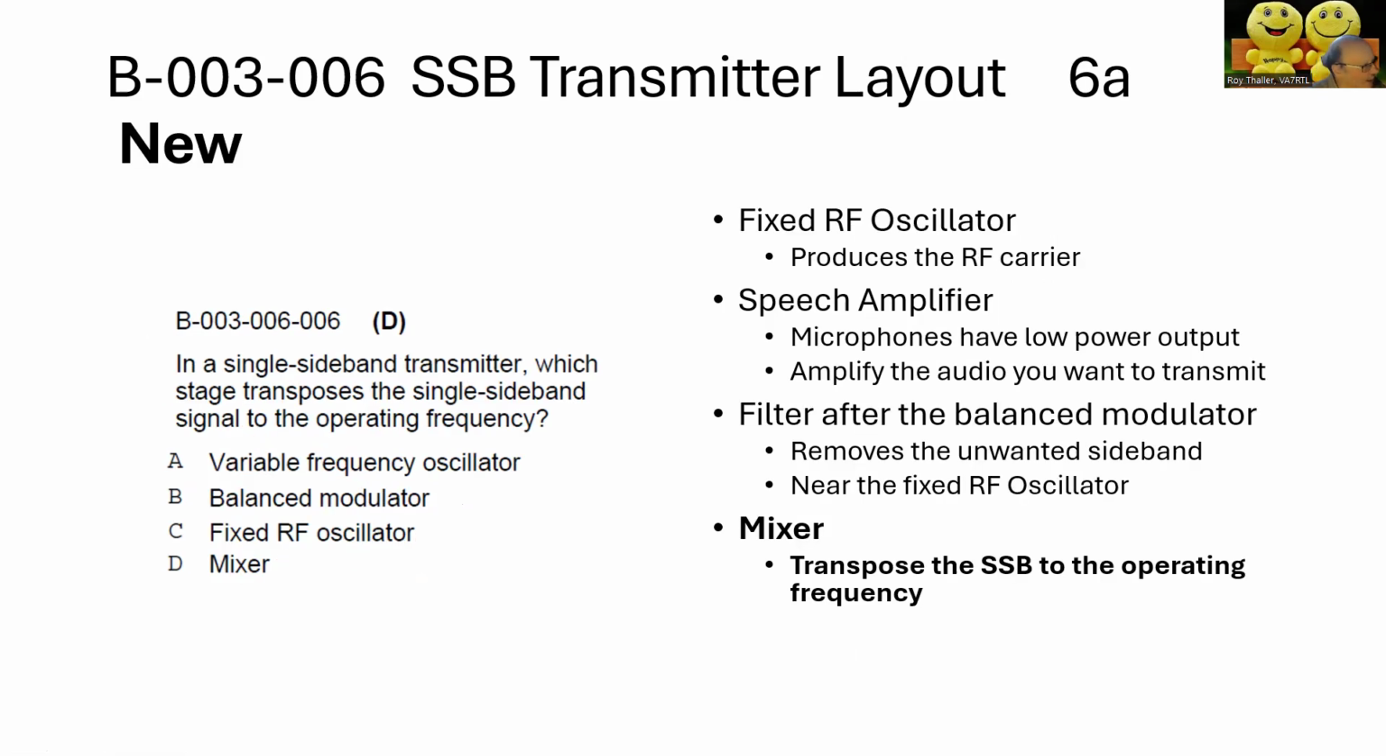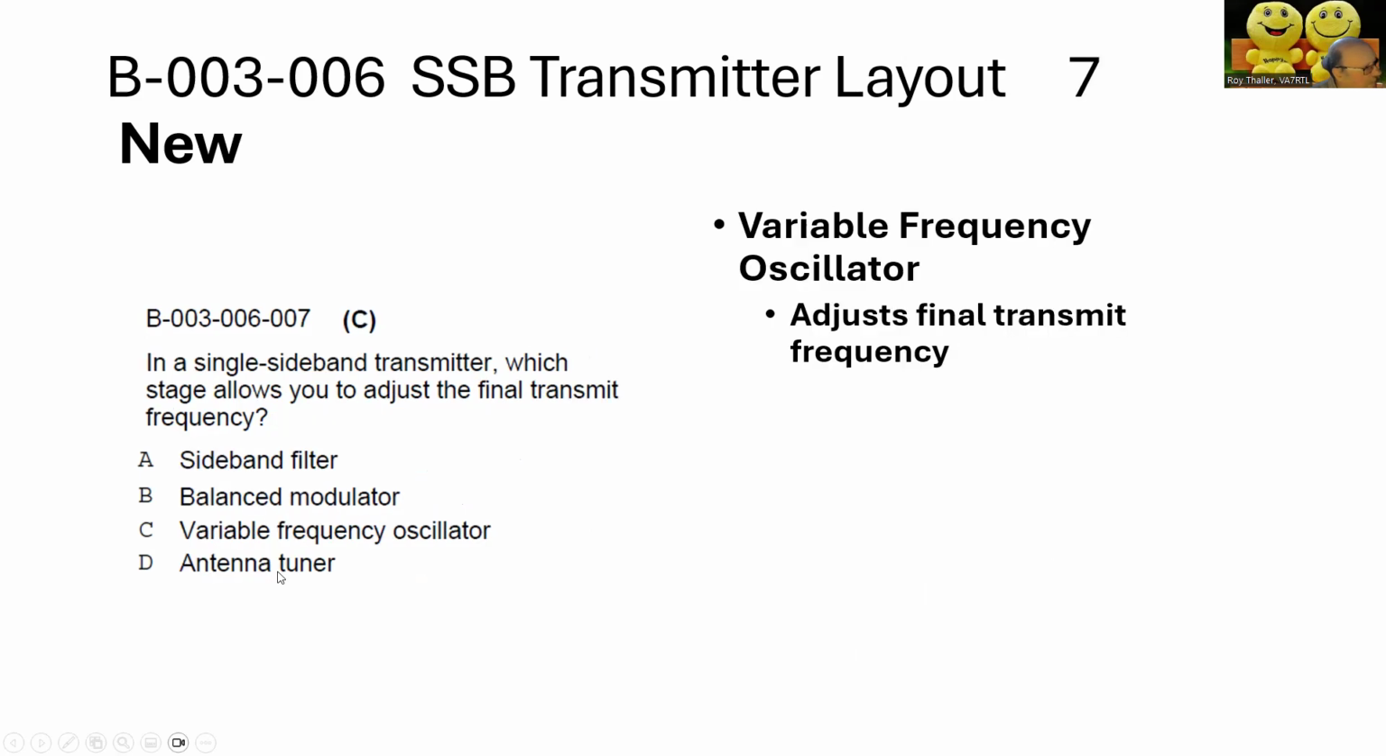Here's a new question. In the single sideband transmitter, which stage transposes the single sideband signal to the operating frequency? The correct answer here is the mixer. Another new question: in the single sideband transmitter, which stage allows you to adjust the final transmitter frequency? That would be your variable frequency oscillator. So C would be the correct answer.